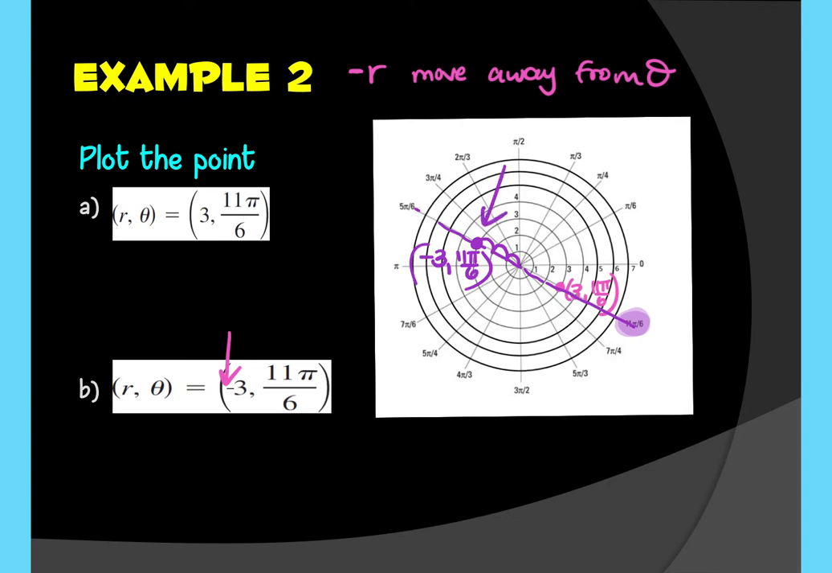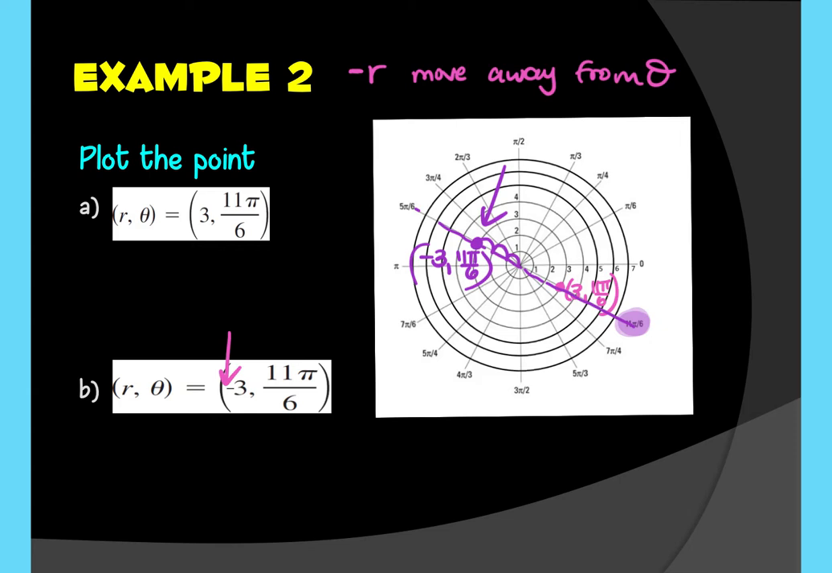So you move the opposite direction. You start at the pole, but instead of moving towards your angle, you move away from it. So with a negative radius, you move away from the theta. It's still 11 pi over 6, right? So you'd start at 11 pi over 6, but instead of going there, you're going to move opposite it, which is 5 pi over 6.